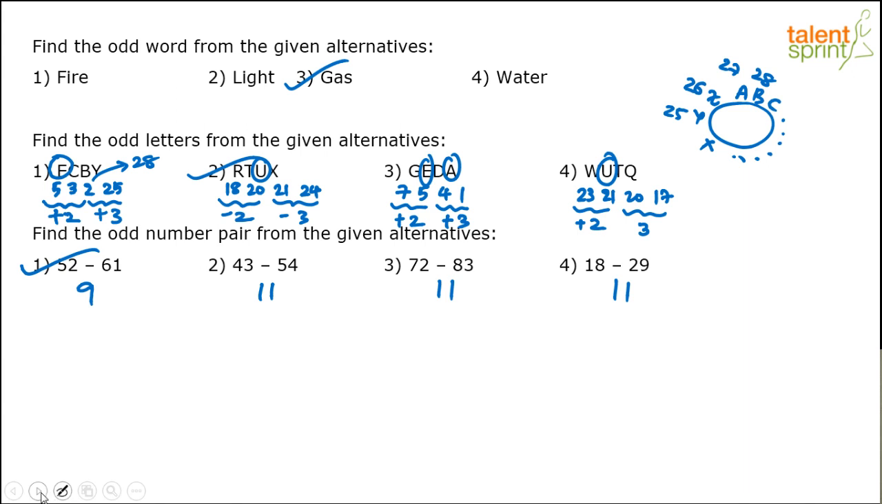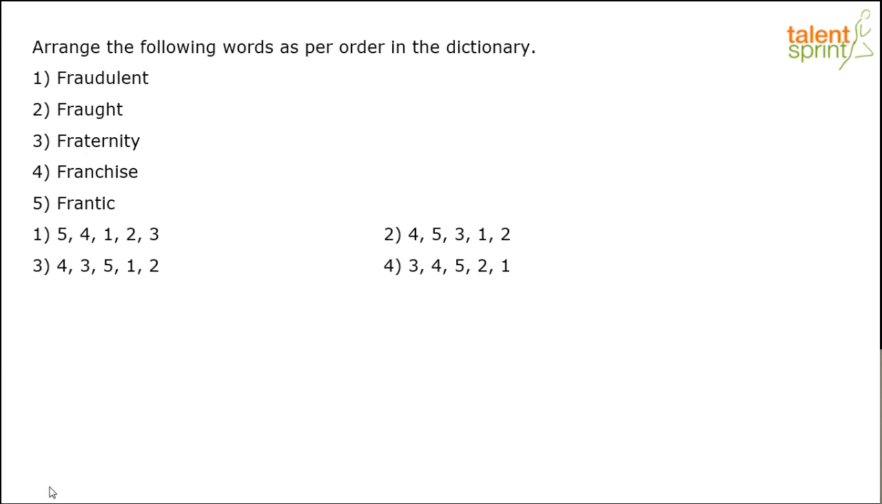Let's go to the next question. Now this is like a setter. Arrange the following words as per the order in dictionary. So you have to arrange them in the alphabetical order, the order in dictionary. So just do that. Try and do that. Fraudulent, fraught, fraternity, franchise, and frantic. These are the words given to us.